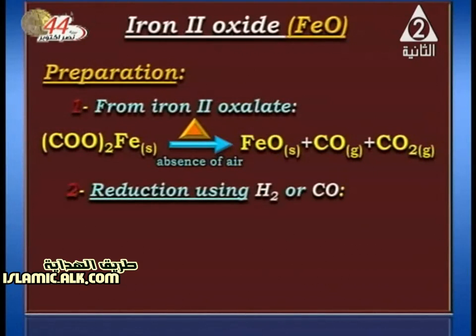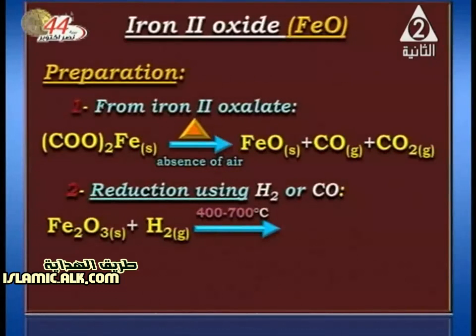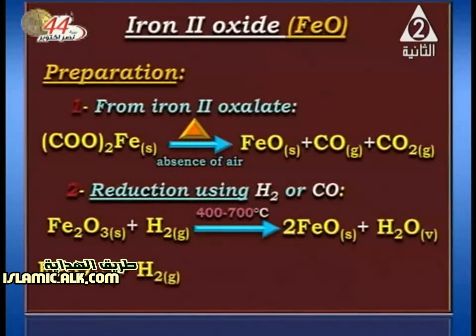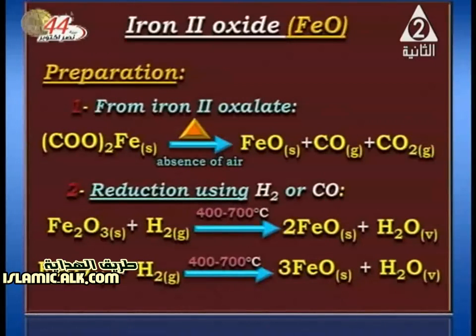Here, the second way for preparation of iron 2 oxide is the reduction using hydrogen or carbon monoxide gas. As the equation proceeds on the screen, iron 3 oxide is reduced by hydrogen in the range 400 till 700 degrees Celsius, giving iron 2 oxide and water vapor. Or using magnetic iron oxide, we reduce it by hydrogen in the range also 400 till 700 degrees Celsius, giving iron 2 oxide and releasing water vapor.